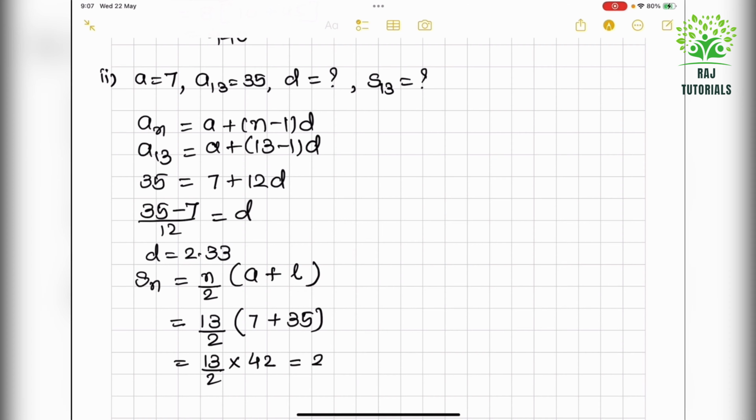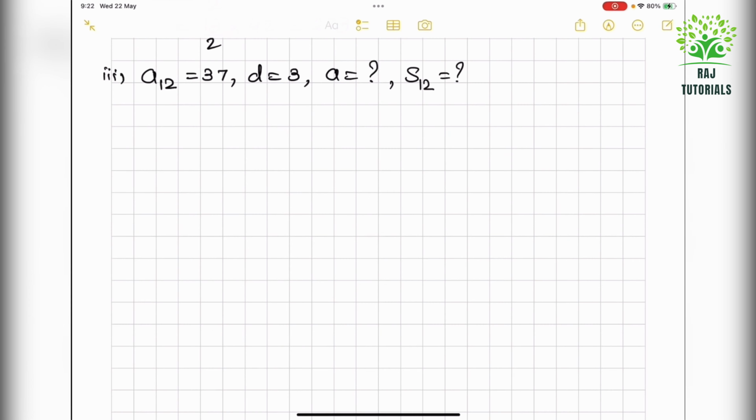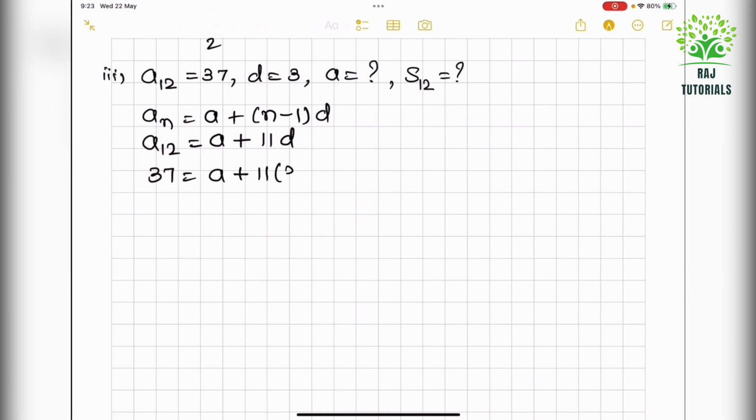So that is coming to 273. Next one is A12 equal to 37, D equal to 3. We have to find A. So first, An equal to A plus N minus 1 D. So A12 equal to A plus 12 minus 1, so 11 D. So 37 equal to A plus 11 into 3. So 37 minus 33 equal to A. So A equal to 4.